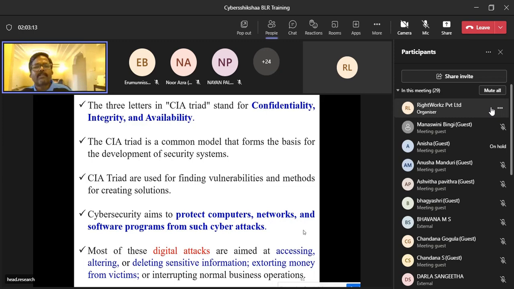The aim of cyber security is to protect computers, networks, servers, data centers and software programs from cyber attacks. Most of these digital attacks are aimed at accessing data, altering data, deleting sensitive information, extorting money from victims, and interrupting normal business operations. That is the aim of the CIA triad, to protect the data.